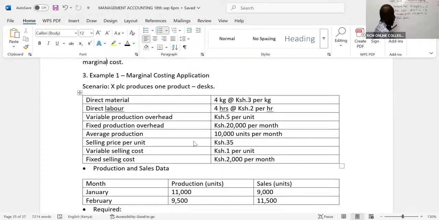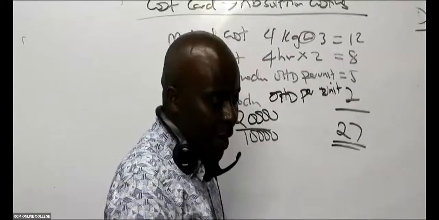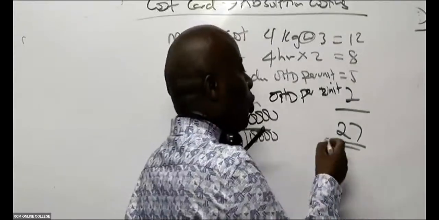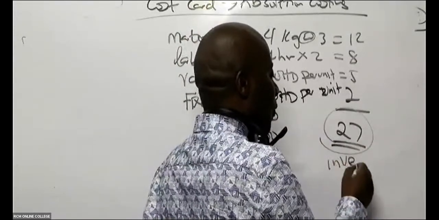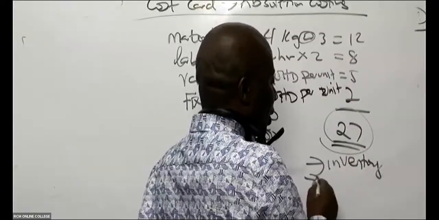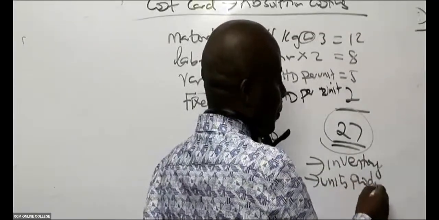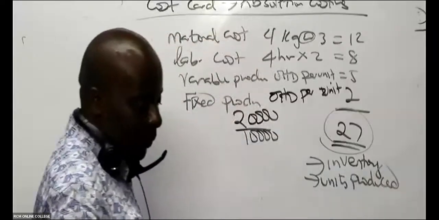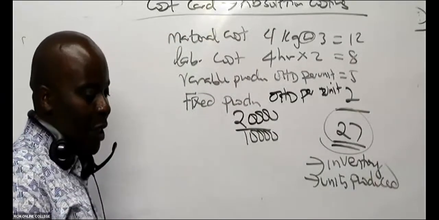Because this is full costing, we must also bring in fixed production overhead per unit. Remember, it is 20,000, but it is per month, for producing 10,000 units in a month, which gave us 2. At the end of the day, we see a figure of 27. This 27 is what we shall use to value inventory and to value units produced.